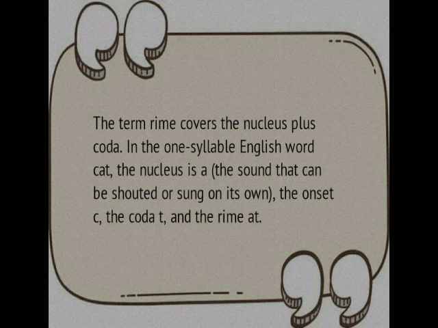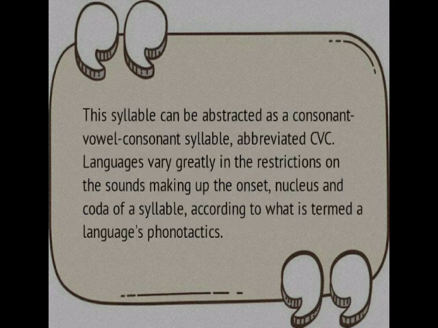In the one-syllable English word cat, the nucleus is the sound that can be shouted or sung on its own. The onset is c, the coda t, and the rhyme at. The syllable can be abstracted as a consonant vowel consonant syllable, abbreviated CVC.